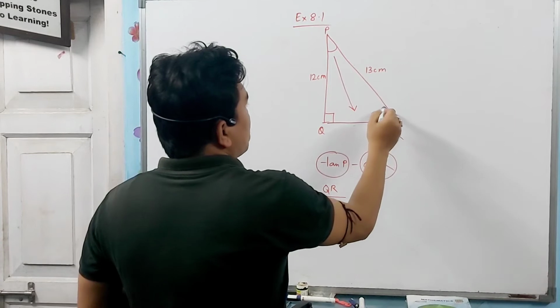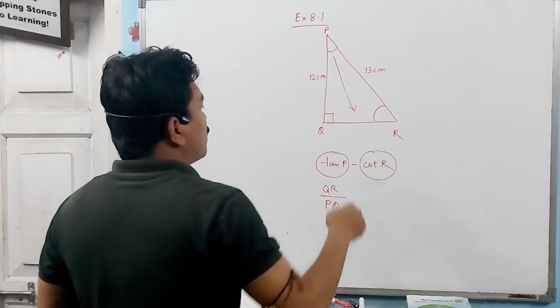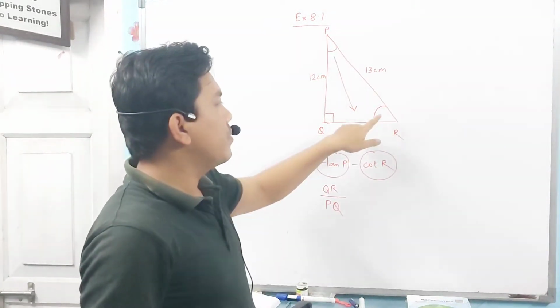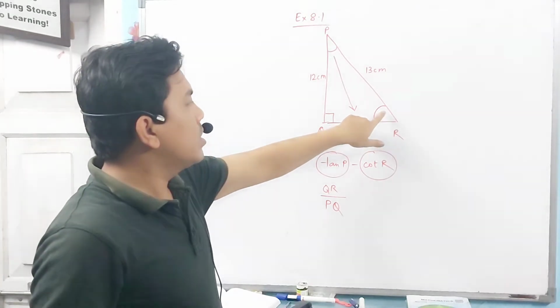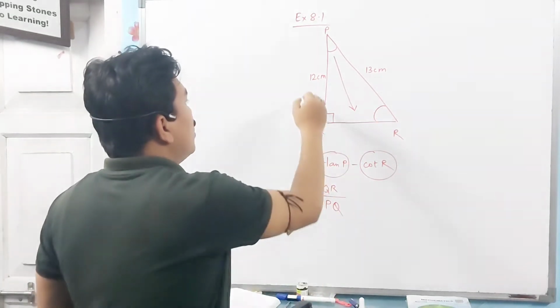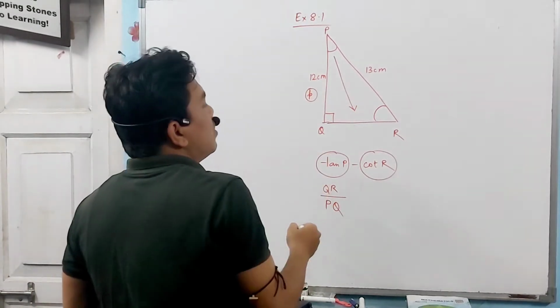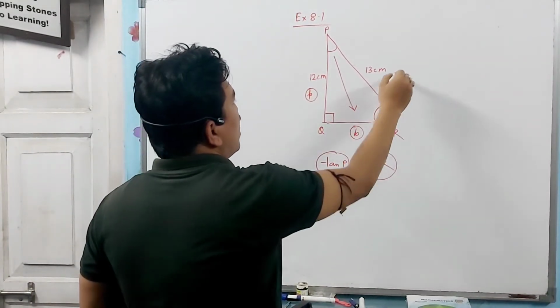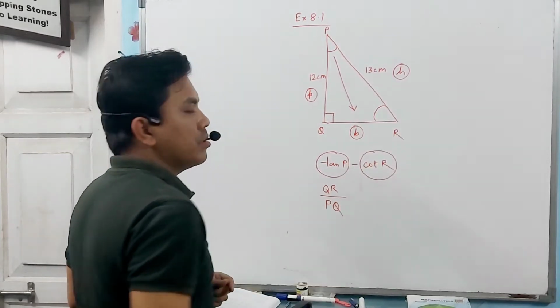We have to find the cot of this angle. The side which is just opposite to this angle is what? Perpendicular. I told you already, this is perpendicular. This will be the base and this is the hypotenuse. The longest side will be the hypotenuse.